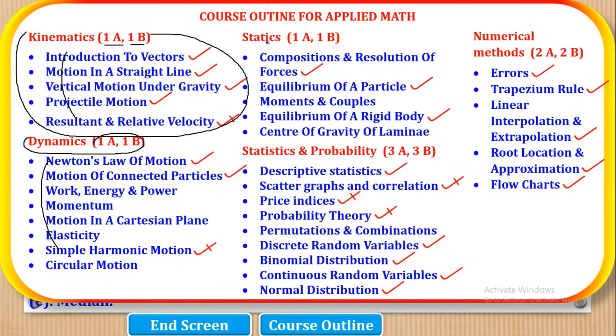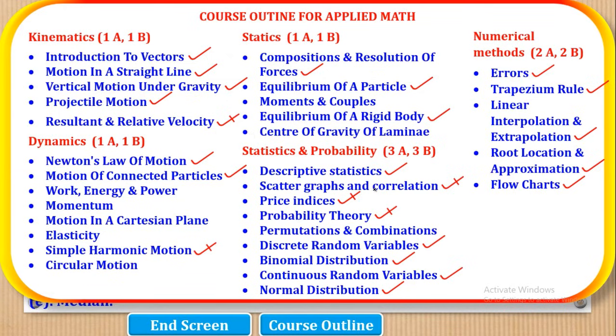The third part of mechanics is called statics, where one comes in section A and one in section B, and these are the topics. Then the second part of applied mathematics is statistics and probability, where 3 come in section A and 3 in section B, and these are the topics. Then the last part is numerical methods, where 2 come in section A and 2 in section B, and these are the topics.